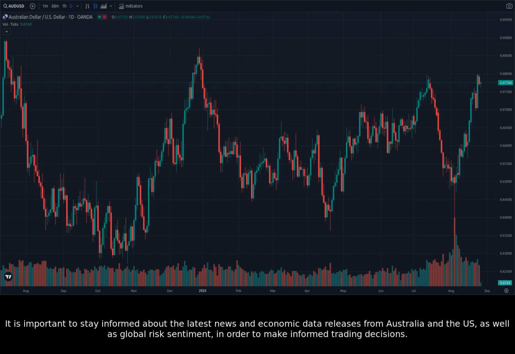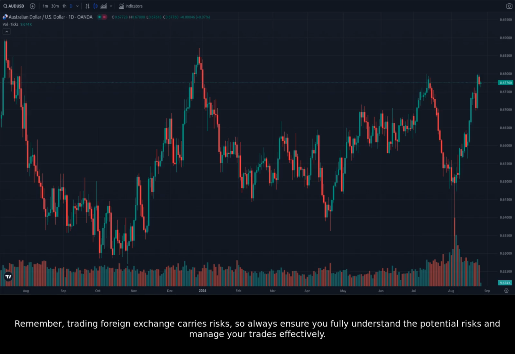It is important to stay informed about the latest news and economic data releases from Australia and the US, as well as global risk sentiment, in order to make informed trading decisions. Remember, trading foreign exchange carries risks, so always ensure you fully understand the potential risks and manage your trades effectively.